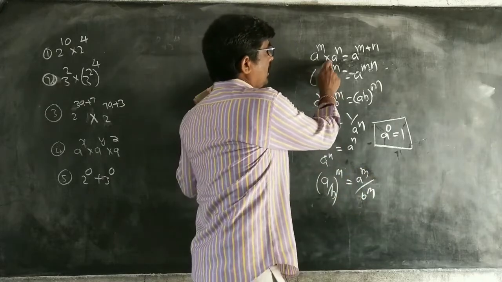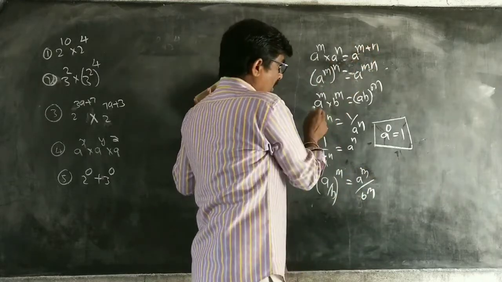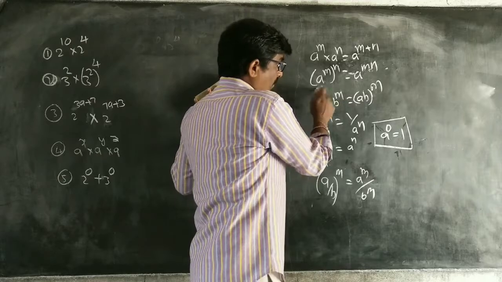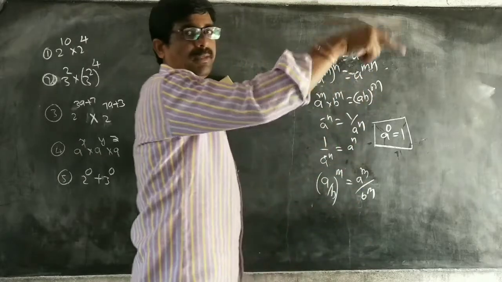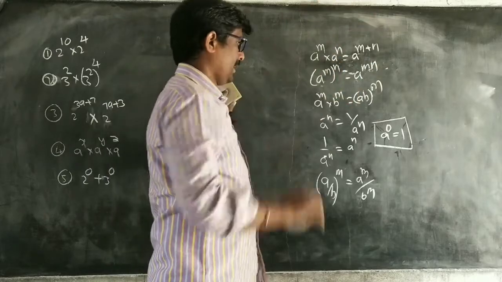So if the bases are equal, then we add the powers. If the powers are equal and the bases are not equal, then we have to write the power only. Okay, (ab)^m.